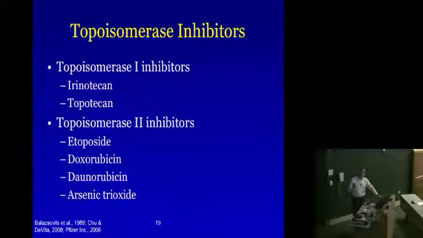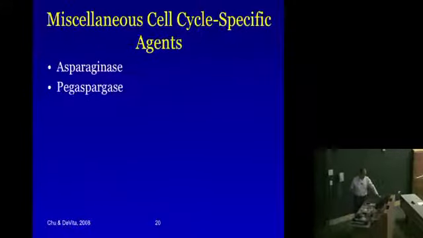There are different classes of drugs. The topoisomerase inhibitors are a very interesting class of drugs, which came about in the treatment of, and essentially have revolutionized the treatment of, colon cancer. Then there is the drug topotecan, used in gynecological malignancies as well as lung cancer. And then there are the topoisomerase II inhibitors, including etoposide, doxorubicin, daunorubicin, and arsenic trioxide used in leukemia. When we look at miscellaneous cell cycle-specific agents, we're looking at asparaginase and pegaspargase used in leukemia.